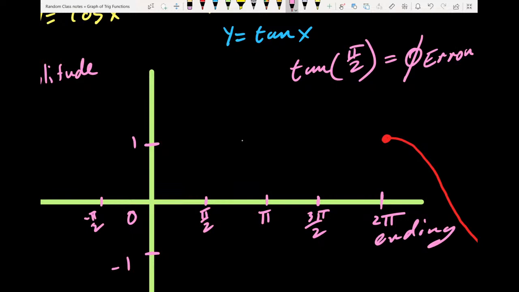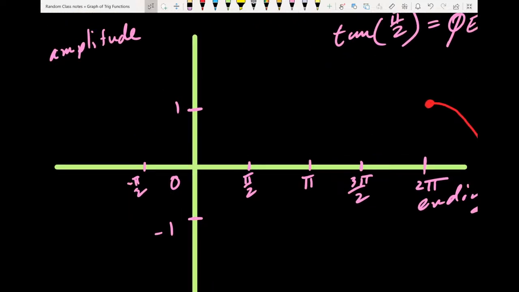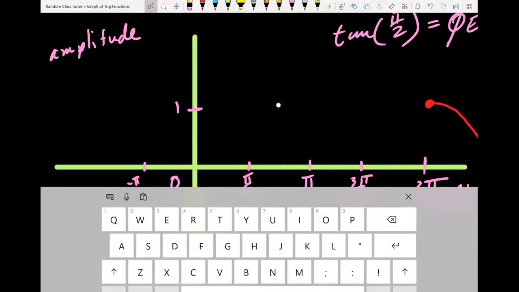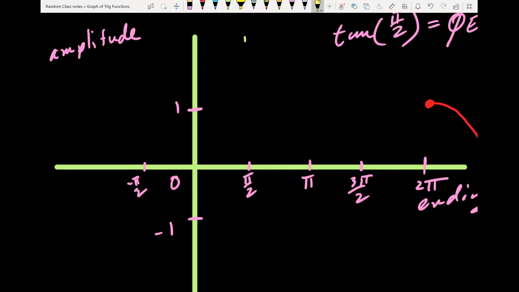It doesn't exist. So for tangent, you have domain error in these areas, okay? So every pi over 2, for pi, you will get domain error, and it's starting at pi over 2 to 3 pi over 2. That's what you will get, okay?